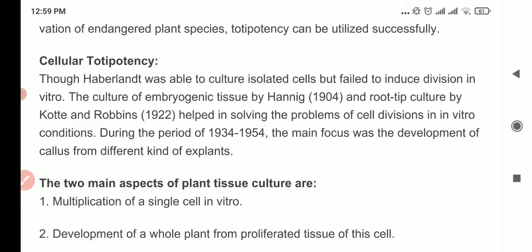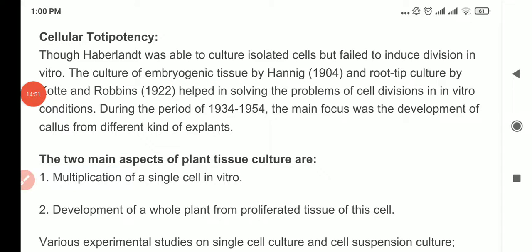So cellular totipotency, you could get it in the lab. But there was some failure to get the cells to divide. So these scientists cultured the root, and they could solve these problems of cellular division.